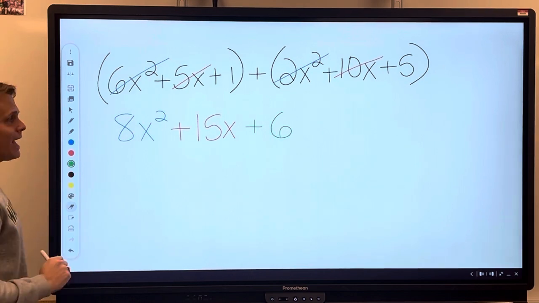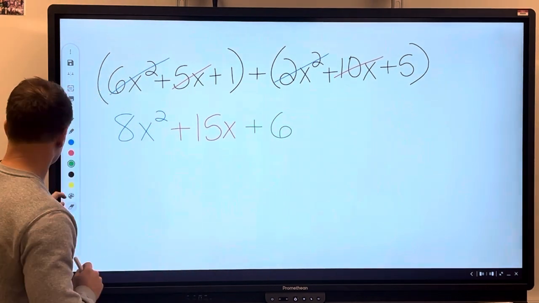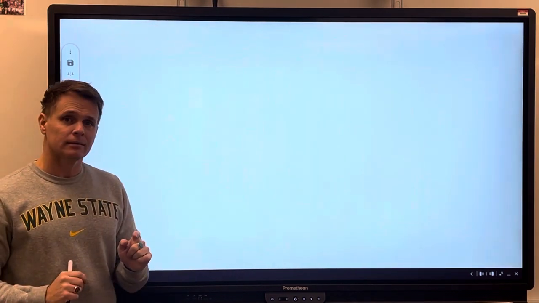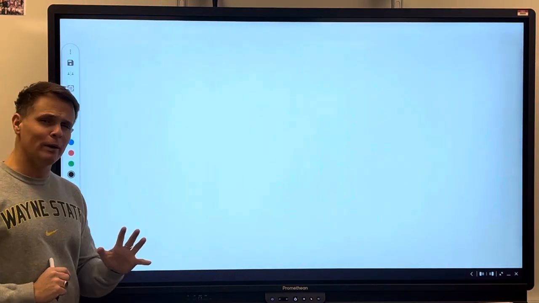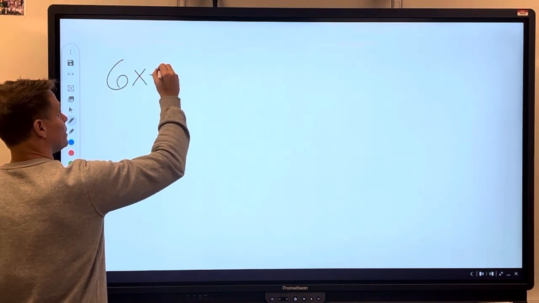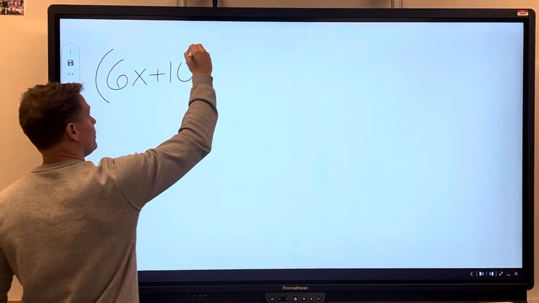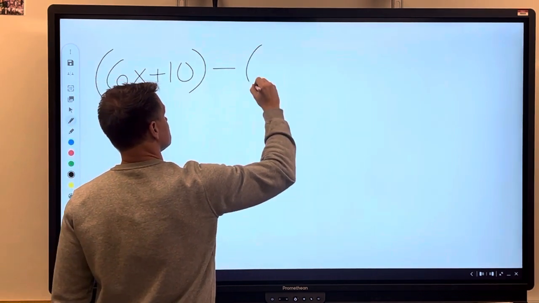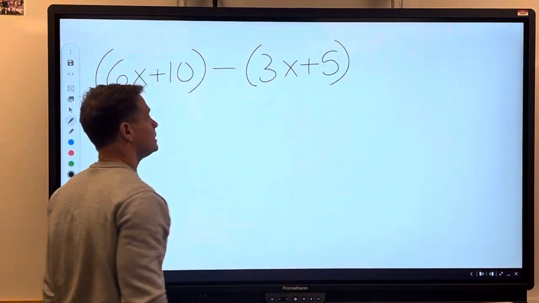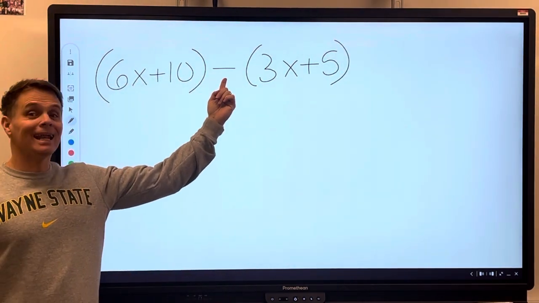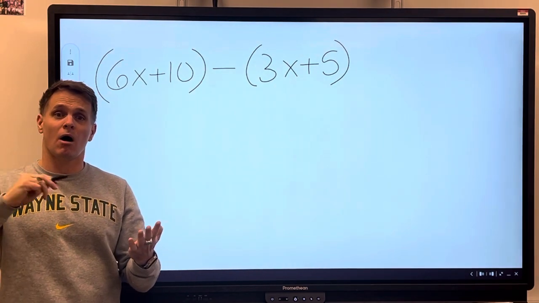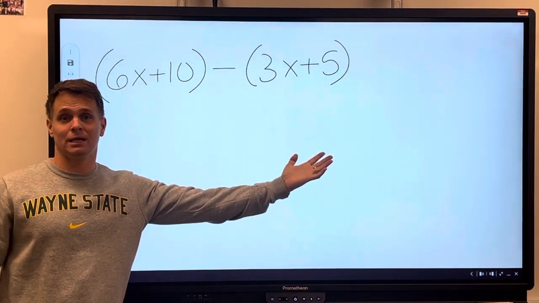So now let's look at subtraction. Subtracting polynomials is a little bit different. So we have 6x plus 10, and then we have minus 3x plus 5. Now, if I was adding them, I would just start adding or subtracting like terms, crossing them off, writing them in standard form, and being done.